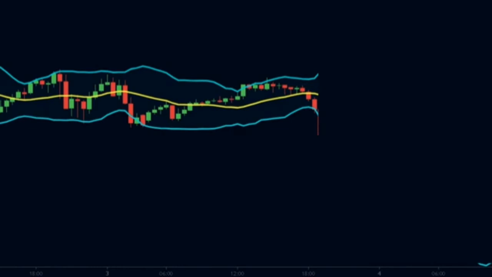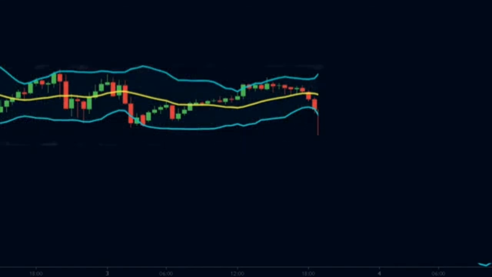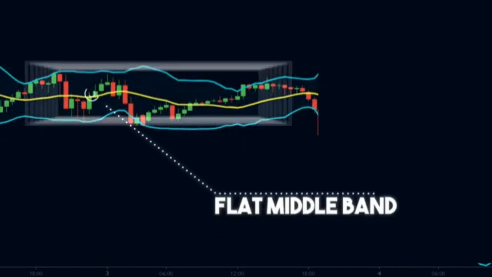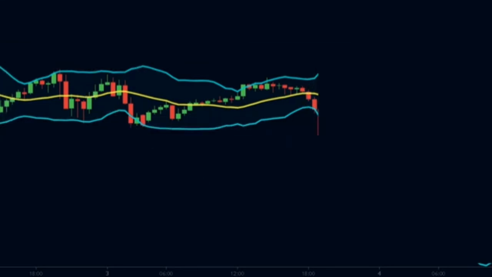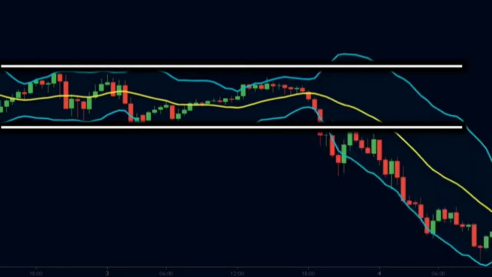Let us now look at a sell trade. Here we have the S&P 500 on the 30-minute chart. Look at this area. Here we see that the middle band is flat, and the Bollinger Bands are narrow. Hence, we have successfully identified an area of low volatility. Now we will mark horizontal levels of support and resistance. In order for the price to trend, it must break this area.